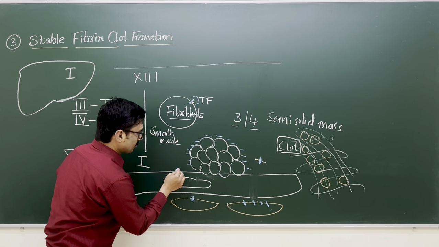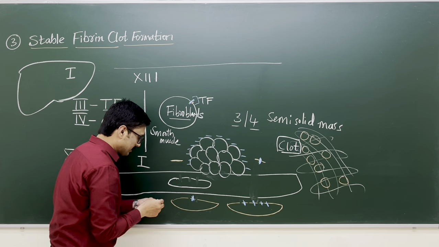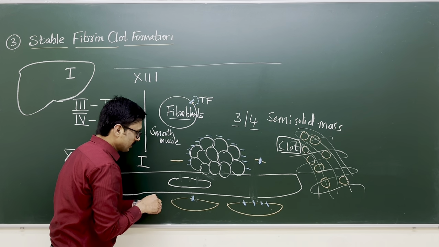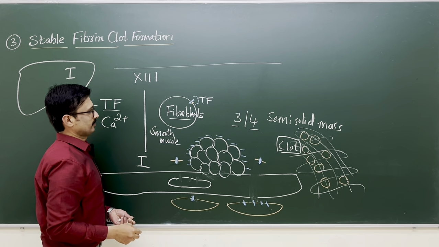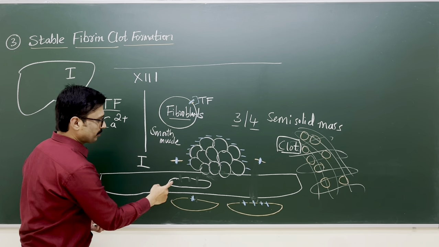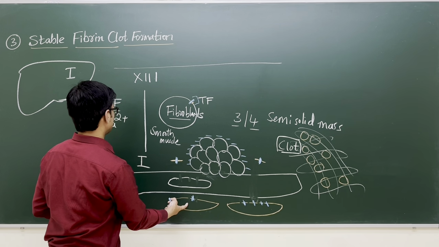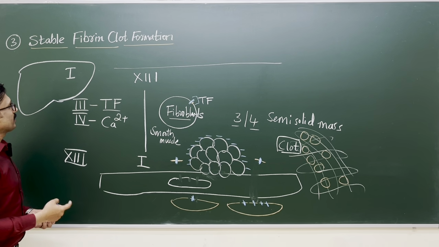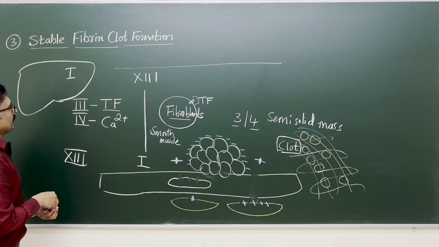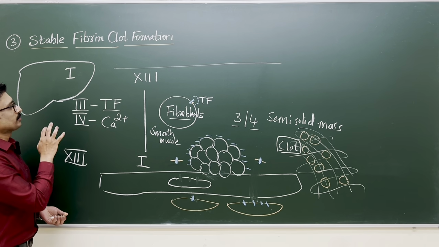So I'll write here one more. The small fragment of cell membrane of fibroblast cells or the vascular smooth muscle cells, and the tissue factor. So tissue factor is from the tissues, the fibroblasts and the vascular smooth muscles. That is the factor 3. Factor 4 is calcium. The remaining factors 1, 2, 5 to 13 are synthesized from the liver.